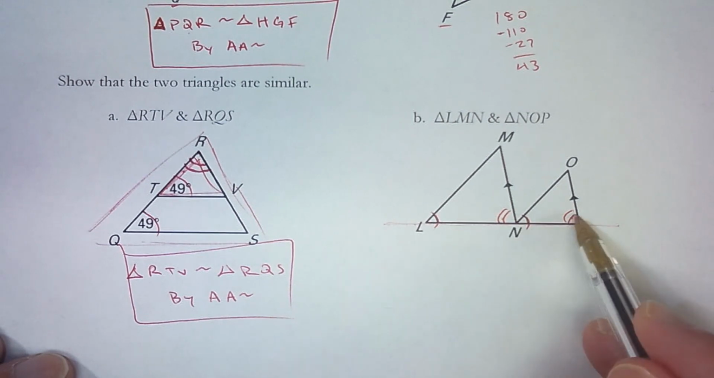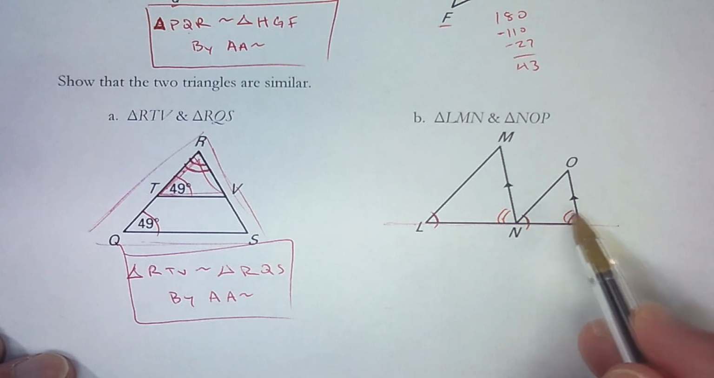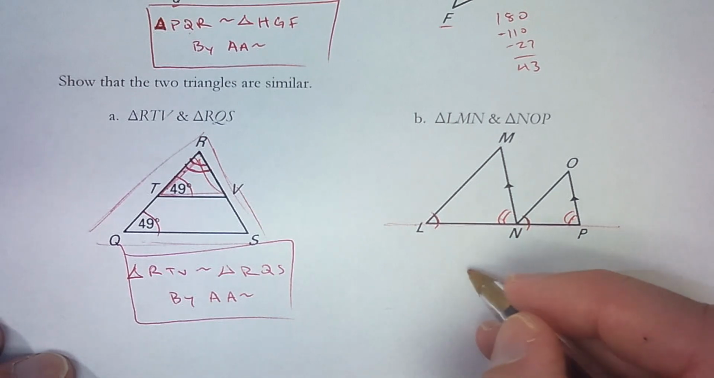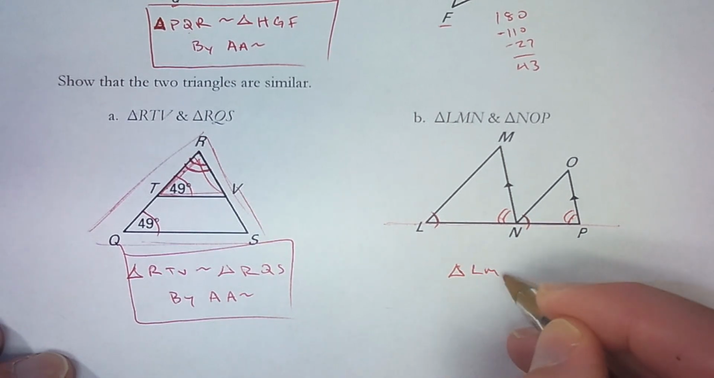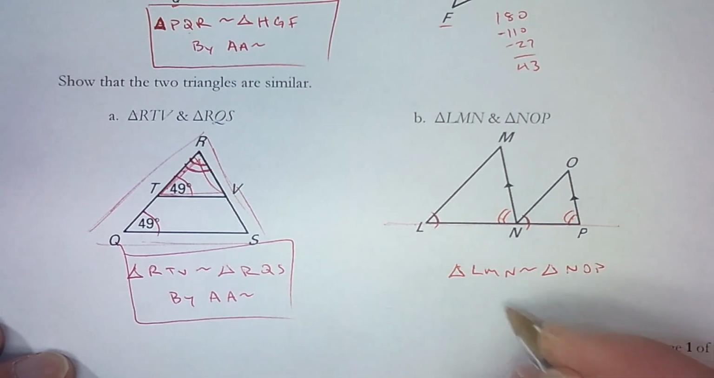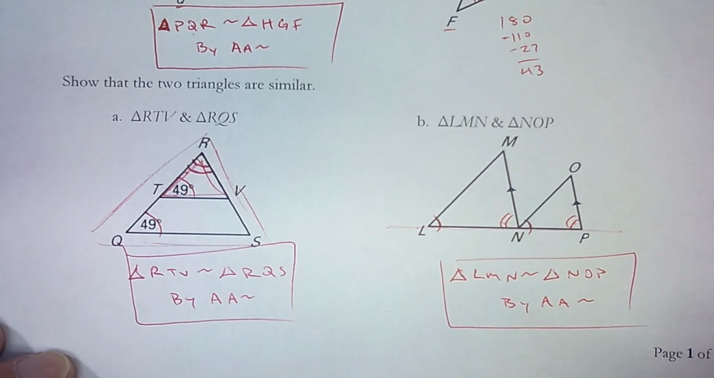These are both in a top left position here. These are congruent to each other because they are corresponding angles on parallel lines. So that gives me my two pairs of congruent angles. So triangle LMN is similar to triangle NOP by angle-angle similarity.